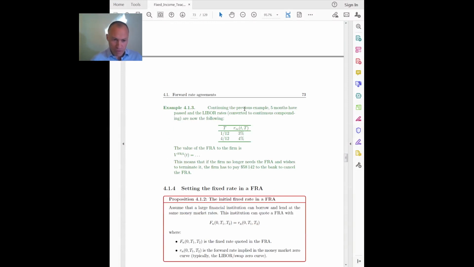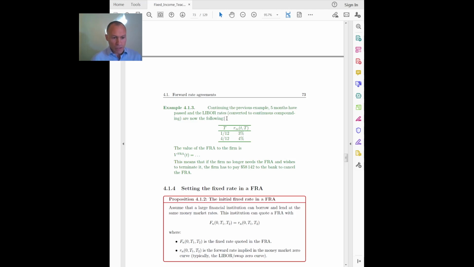So let's continue the previous example, and let's think that 5 months have passed, and now the rates I observe in the market are these rates here. These are the LIBOR rates for 1 month and for 4 months. I am changing the way the rates are typically quoted, because I am converting what I observe in the market to continuous compounding. That's okay, I just have to be careful with the way I discount. It does not have any important effect.